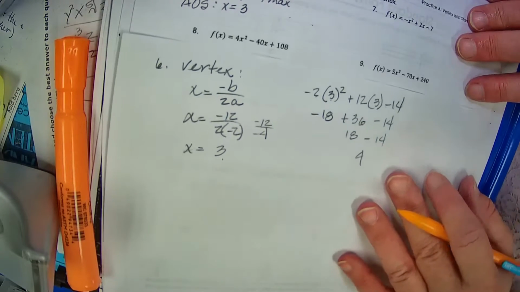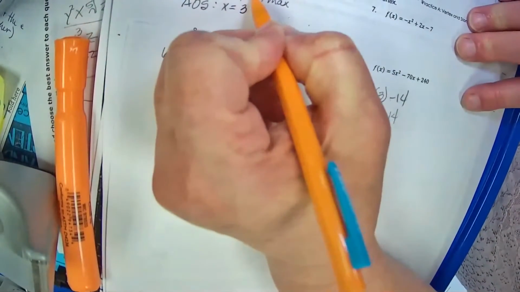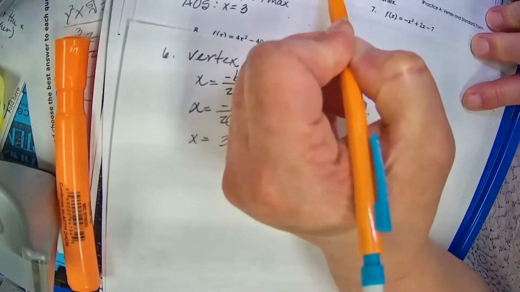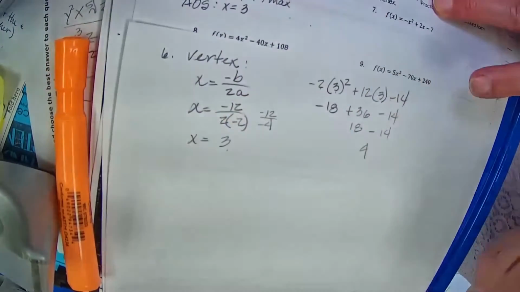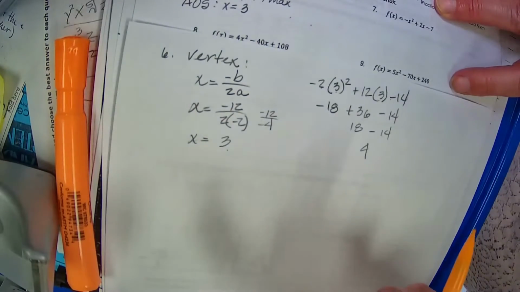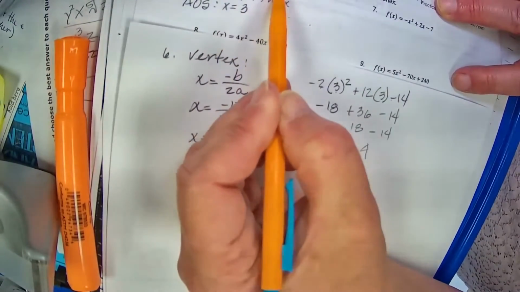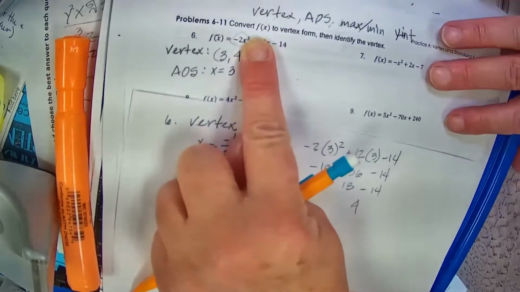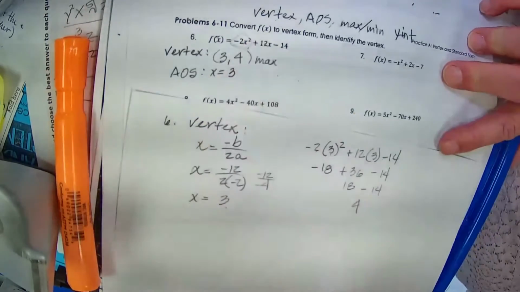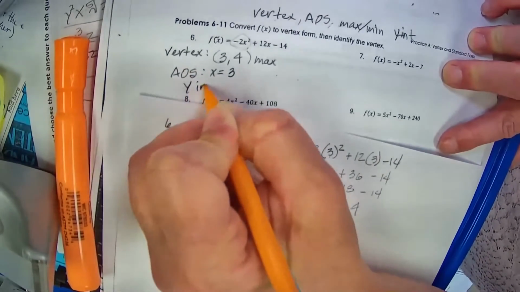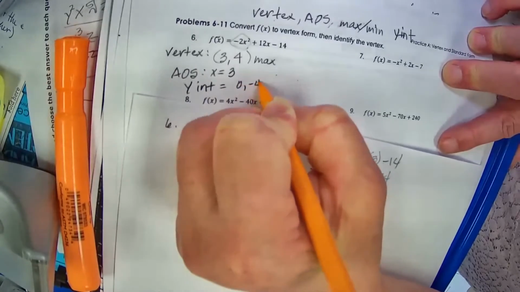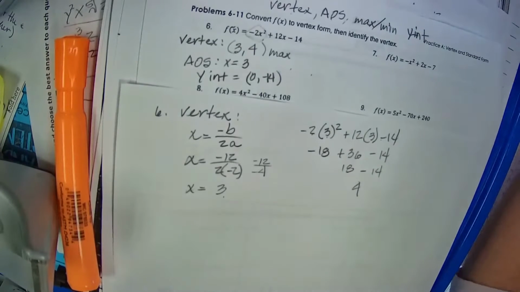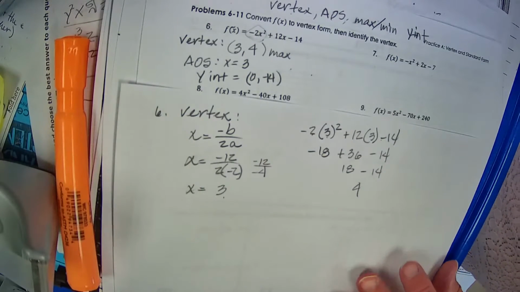4 is good? Okay. All right. So our y value for the vertex is 4. So we've done our vertex, our axis of symmetry, maximum, minimum, and y-intercept. So I need to plug in 0 for my x. That means the first term goes away, the second term goes away, and we're left with negative 14. Does that make sense? Okay.